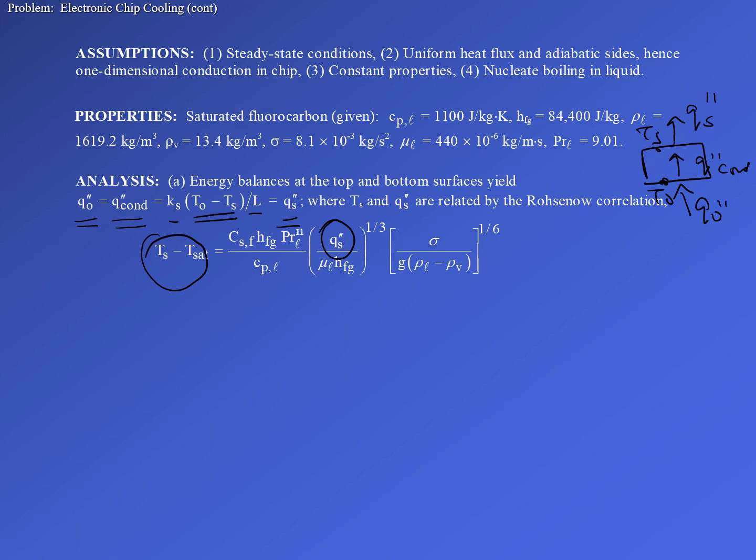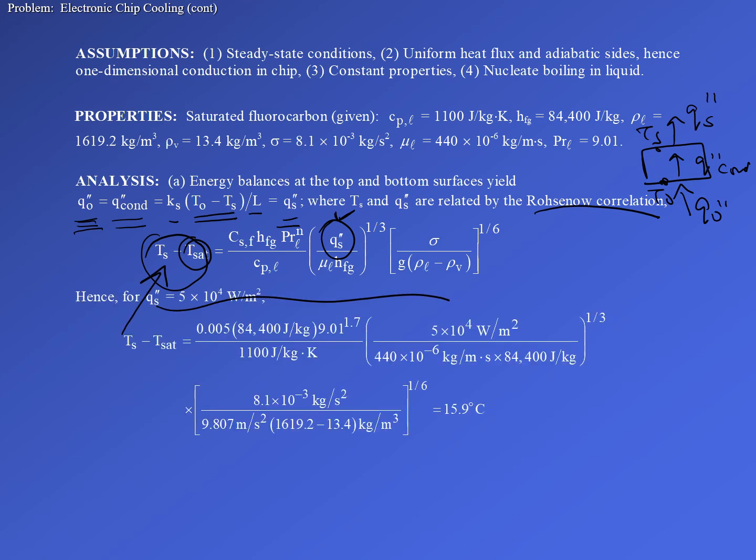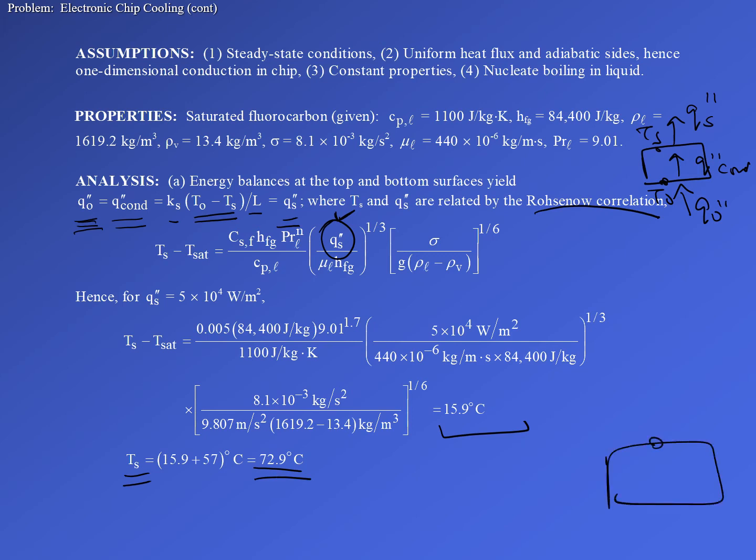So we'll use the Rosenau's correlation, which relates the excess temperature versus Qs double prime. So Qs double prime is known, which is equal to your Q naught double prime, which was given, and T saturation is also known. So from this correlation you can finally calculate the value of T surface. Once you have that, the delta T excess is 15.9 degrees centigrade, so that gives us a T surface of 72.9 degrees centigrade. So that's the temperature on the top surface of the silicon chip.